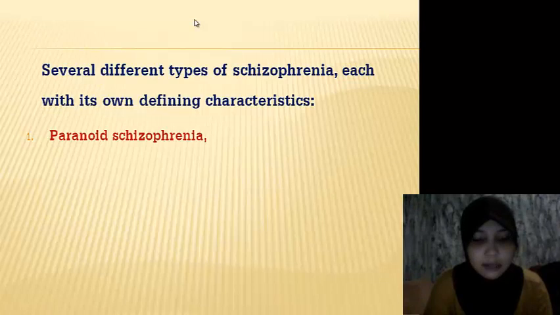Paranoid schizophrenia, in which a person feels extremely suspicious, persecuted, or grandiose, or experiences a combination of these emotions. Here, people with paranoid schizophrenia always experience a combination of these emotions. They can control their emotion. They always combine their emotion.